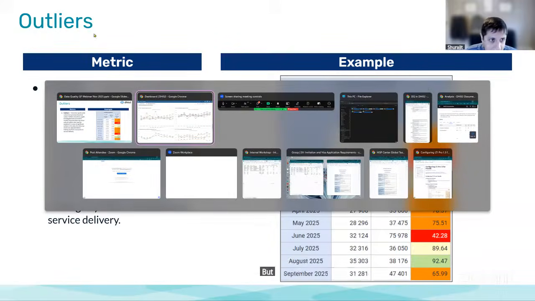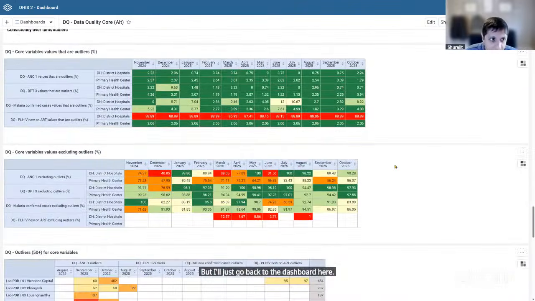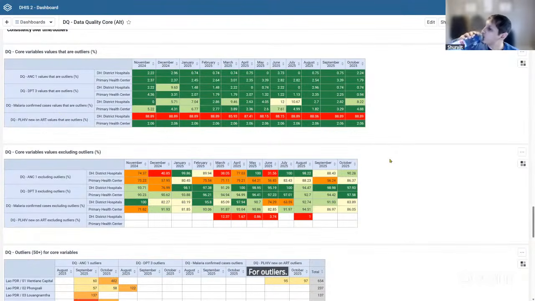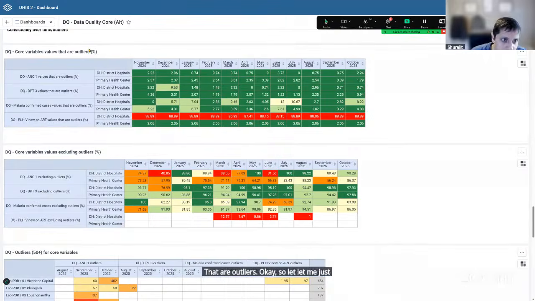But I'll just go back to the dashboard here. And I just wanted to walk through some of them, okay? So here we have a couple different outputs for outliers. This first percentage that we've calculated is the number of values that are outliers. So let me walk through what this means. Let me highlight one of these here. I have a district hospital, and it has a value where the percentage of outliers is roughly 2%.